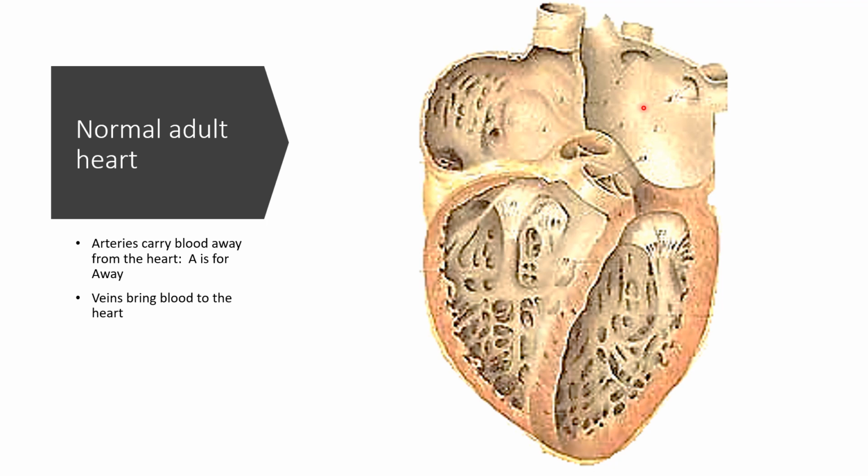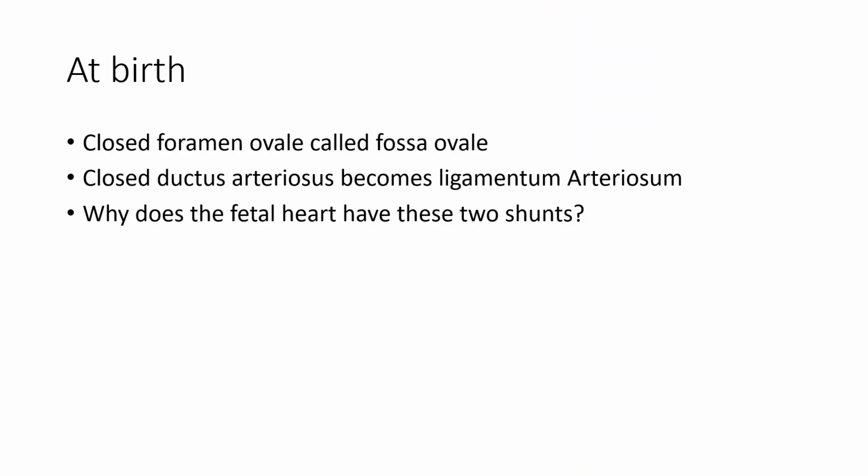From the left atrium, you'll pump through the bicuspid valve here. I'm sorry, tricuspid here, bicuspid here, into the left ventricle. From the left ventricle, it'll pump out the aorta, and that will go to the rest of the body and come back to the right side of the heart. Remember, arteries carry blood away from the heart, so A is for away, veins bring it back to the heart.